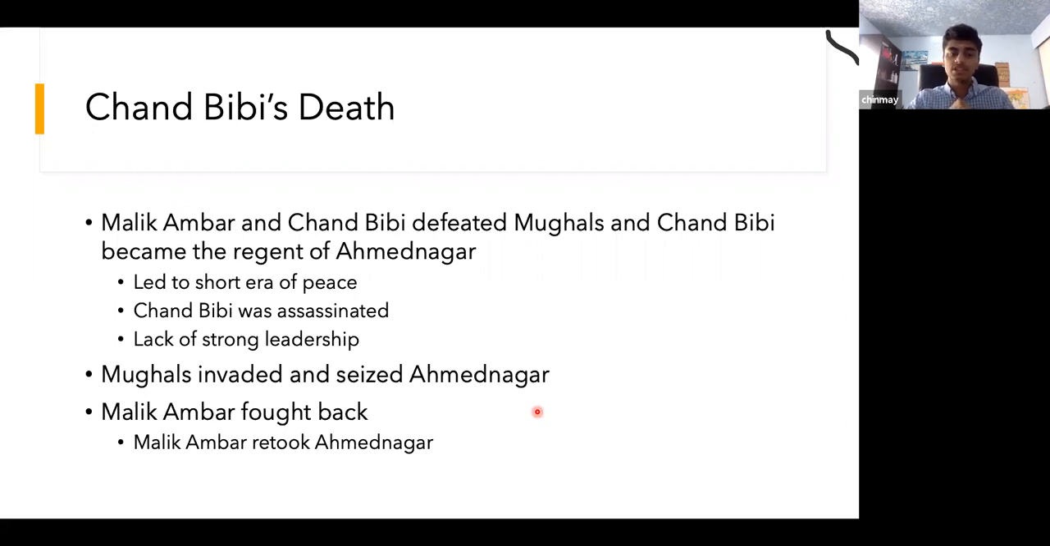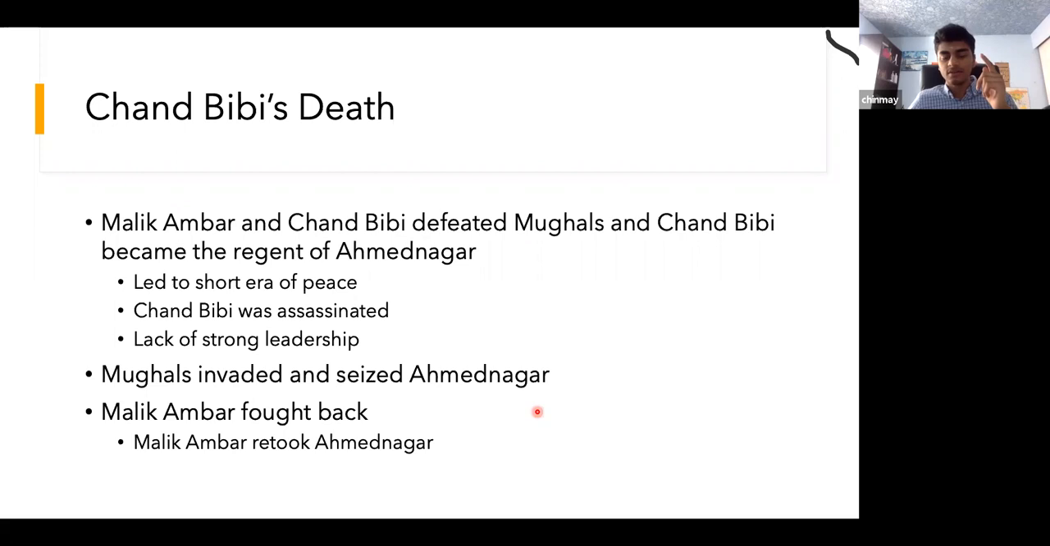Because Malik Ambar, just like Maharana Pratap did for a short bit of time, relied on the strategy of using the speed of the Marathi cavalry. Maharana Pratap obviously was in Rajputana. He didn't have access to Marathi cavalry. But Malik Ambar had that opportunity.